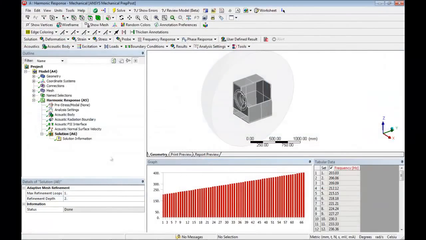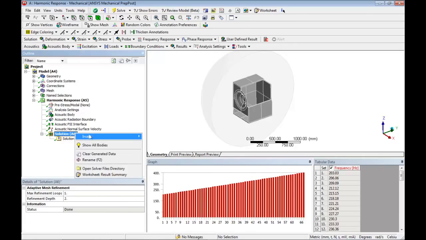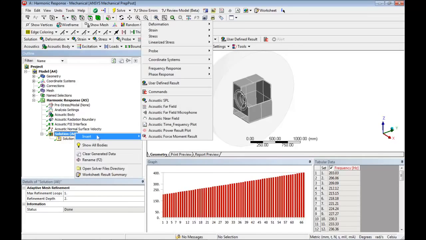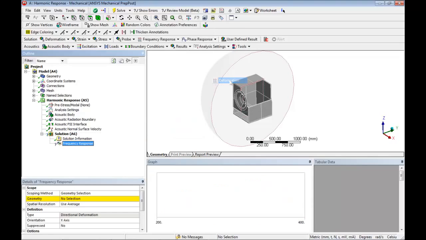Let's take a brief look at the results. First of all, we want to evaluate the frequency response of the membrane. It reveals several frequencies where the membrane amplitude is significantly higher.